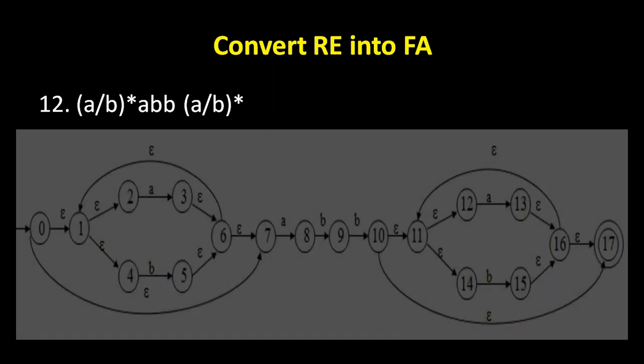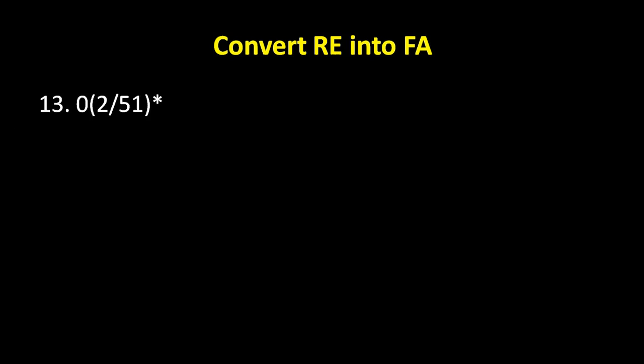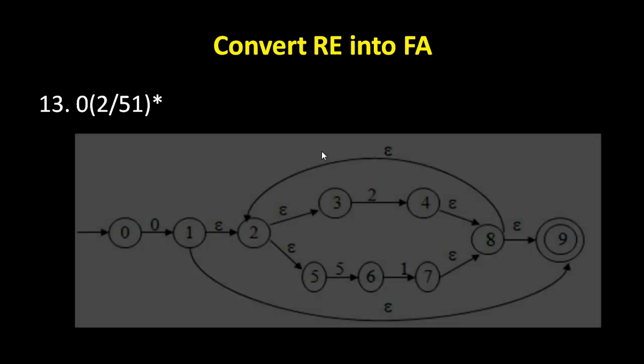It should be like this. And try another one: 0, (2 or 5, 1) whole star. So your identifier should start with 0 and be followed by a combination of these numbers. This may occur 0 times or any number of times. So this transition diagram looks like this.